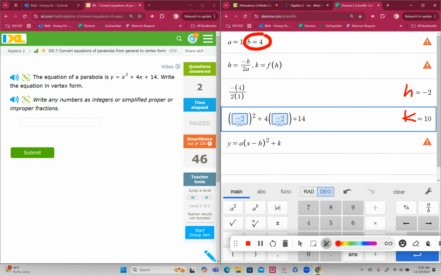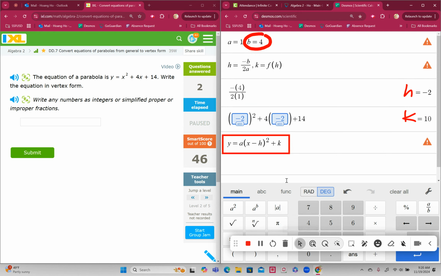Okay, so now I put it into my vertex form, and I'm done. This is my vertex form right there. Okay, so now I just copy this vertex form.